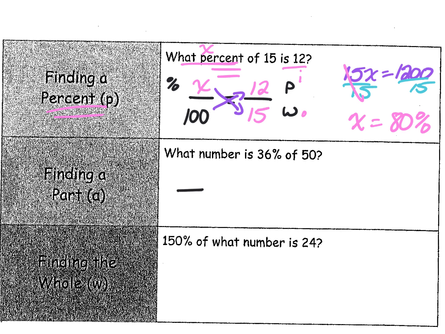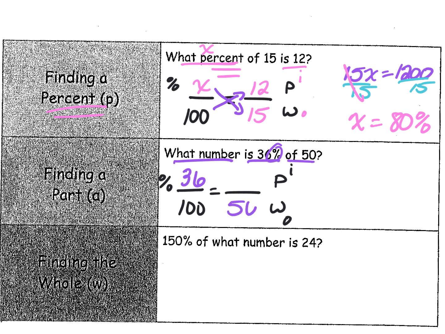Okay, we're going to keep going here. Let me get all my writing in here. Okay, so what number is 36%? That's an easy one to put in. It's got the percent sign. What number is 36% of 50? So of 50 is going to be your whole. And so here's your x.